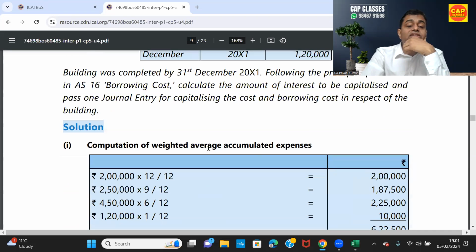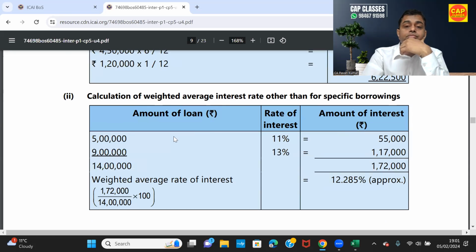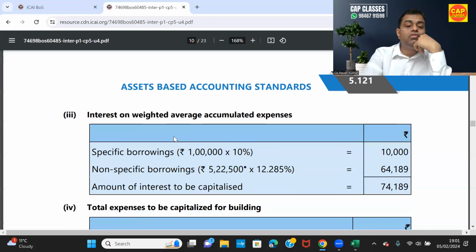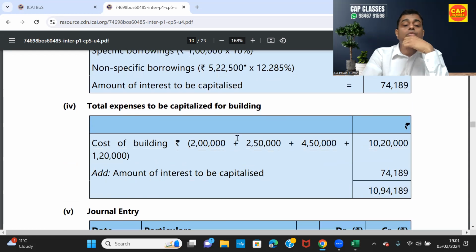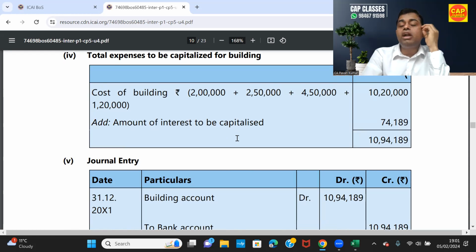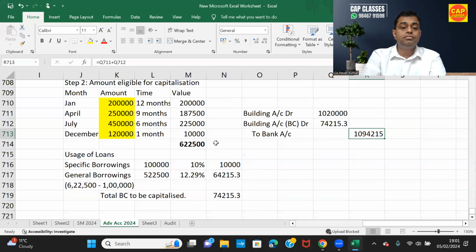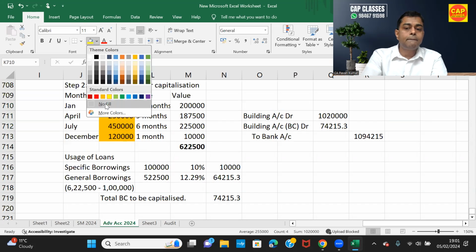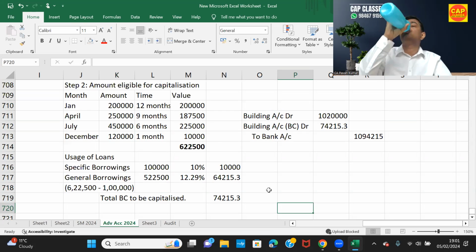So, did you understand this? Working note 1, weighted average of expense. Working note 2, weighted average of interest rates. Working note 3, how do we calculate interest on specific borrowings and interest on non-specific borrowings. Working notes 4 and 5, journal entry. That's it. Is everything clear here? Guys, all of you, please let me know. Yes, sir.